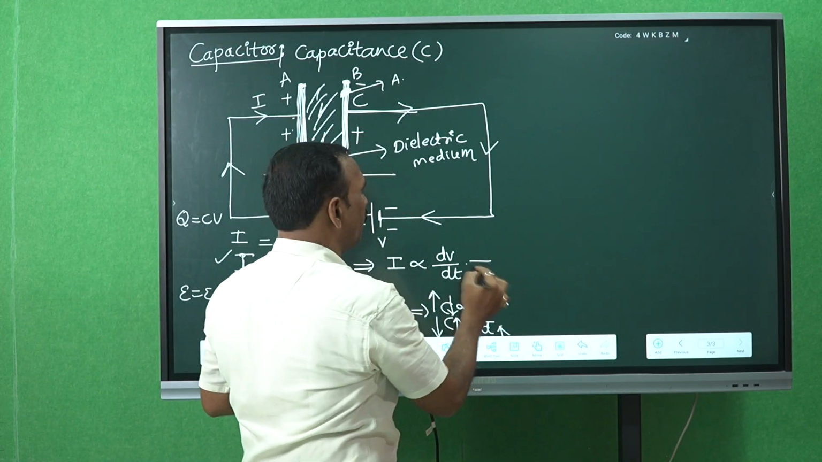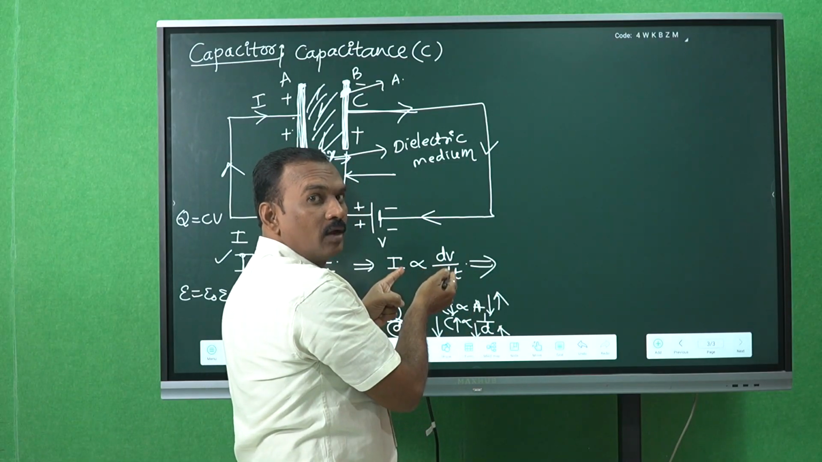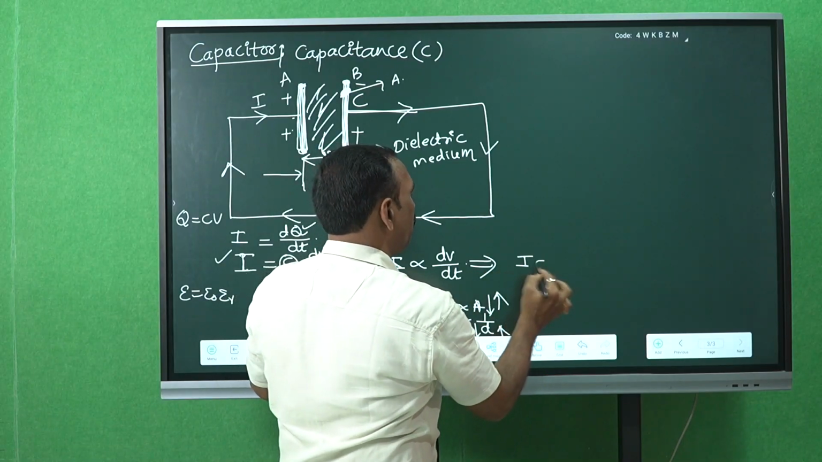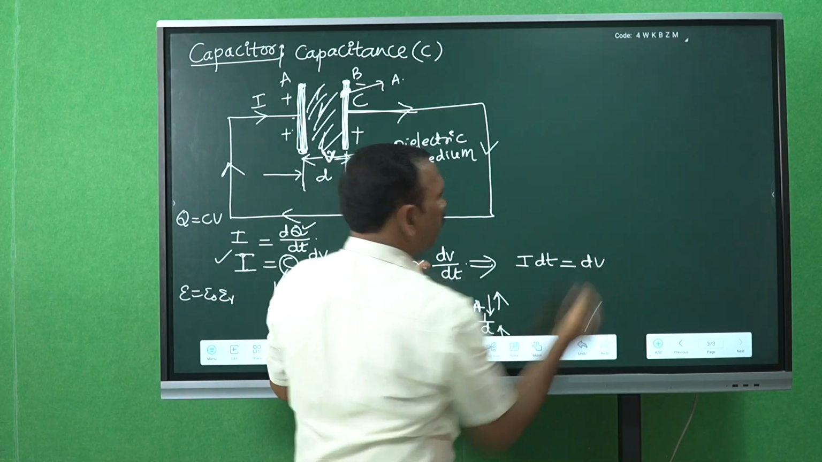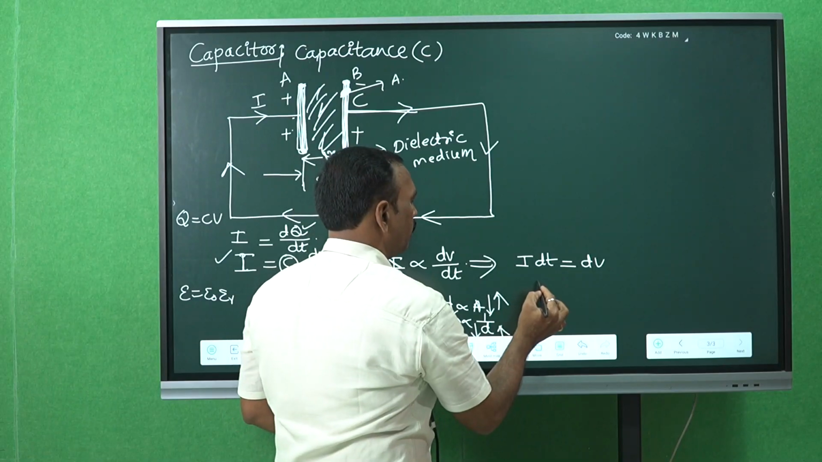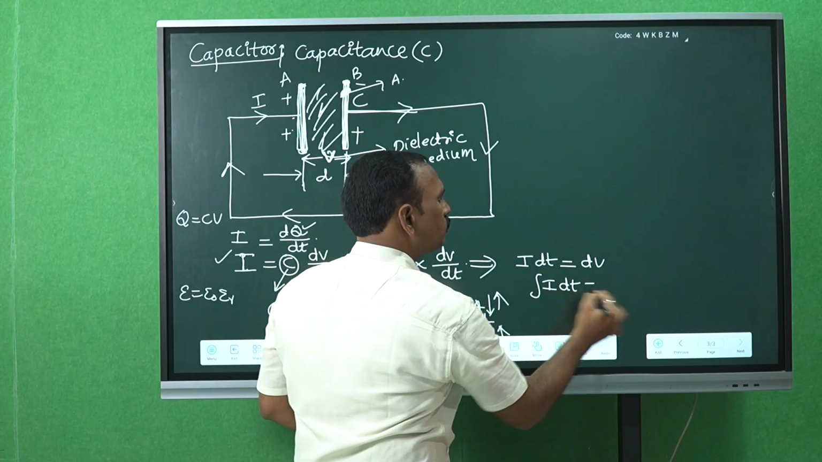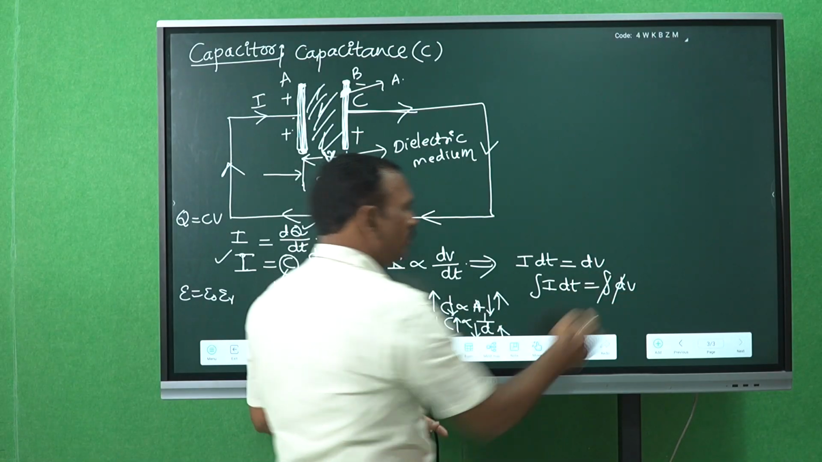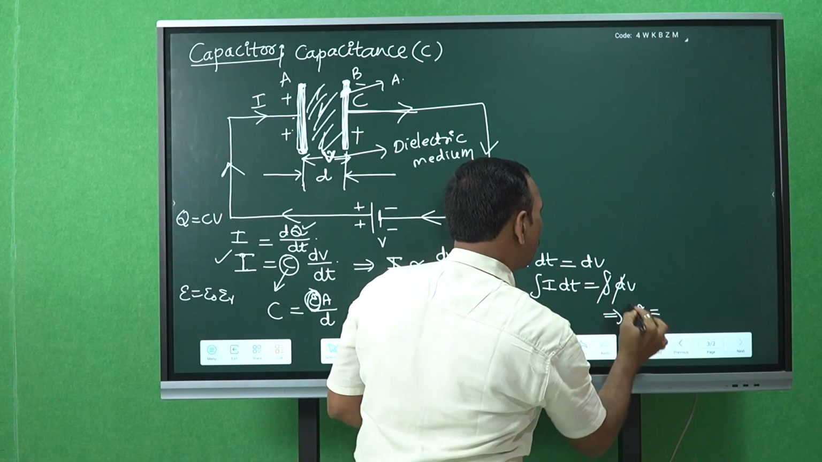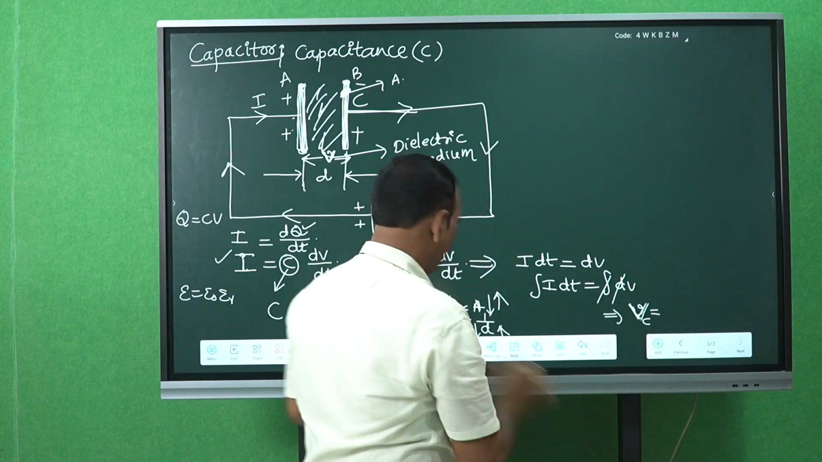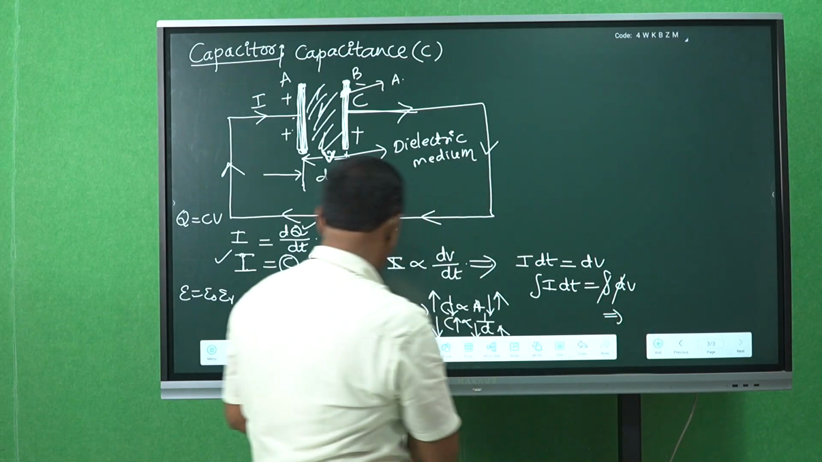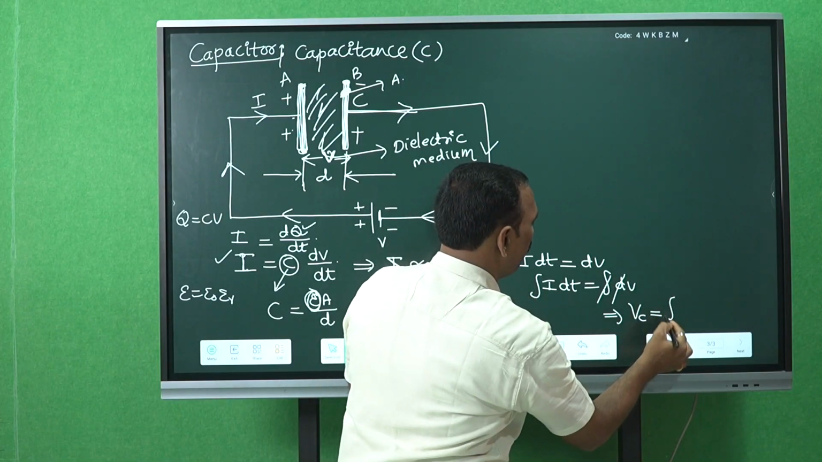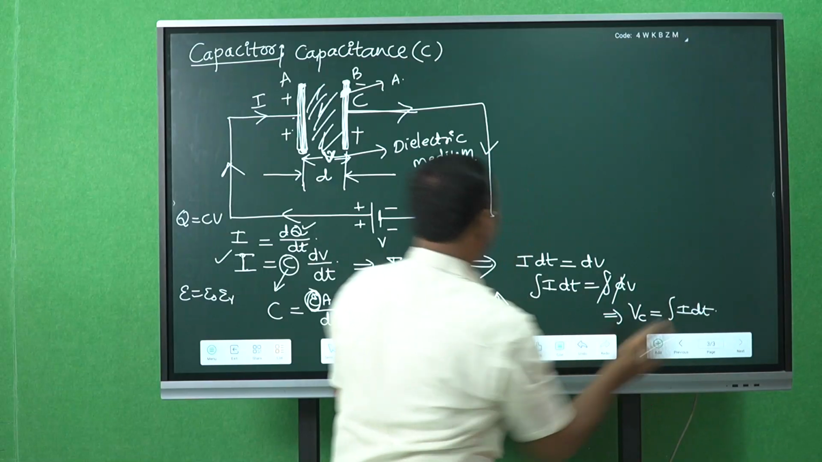What is that voltage? How to get that voltage? Integrate this expression on both sides. Take this dt to the left side. Now, I into dt is equal to dV. Integrate the equation: integral I dt is equal to integral dV. Here integration and differentiation cancel. Then V, or VC, the voltage across the capacitor, is equal to integral I dt.